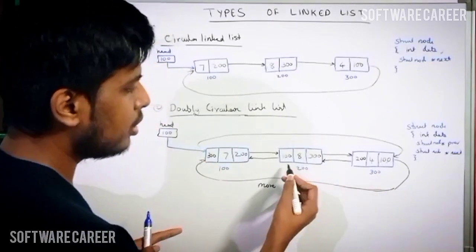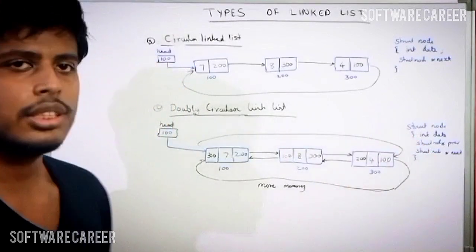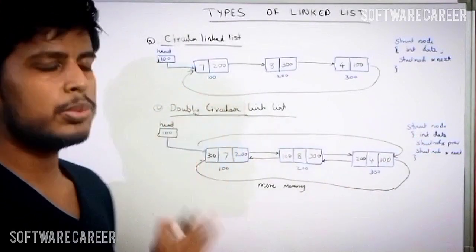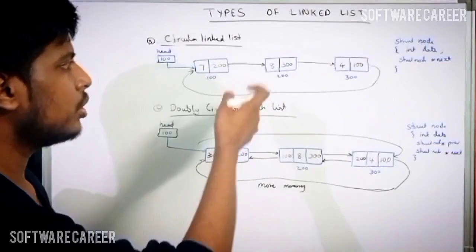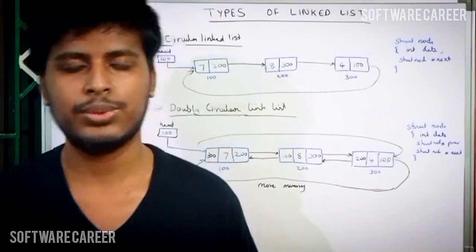To define the structure of each node, it is the same as a doubly linked list. These are the different types of linked lists, and this is how you should create different linked lists. That's all for today, and thank you.